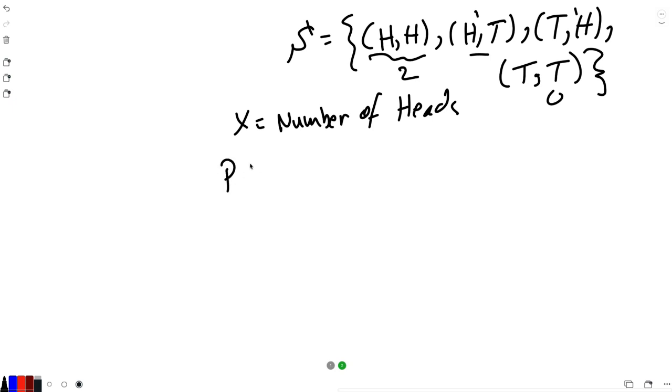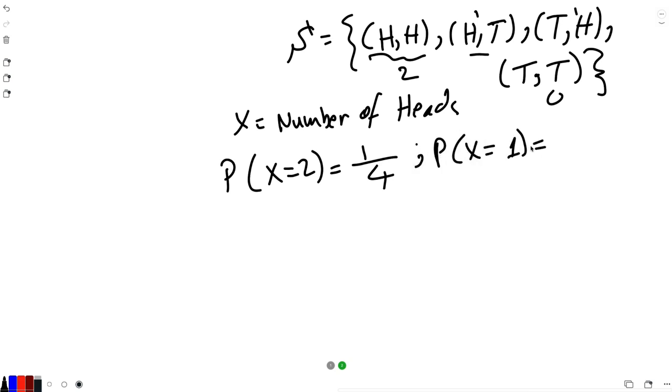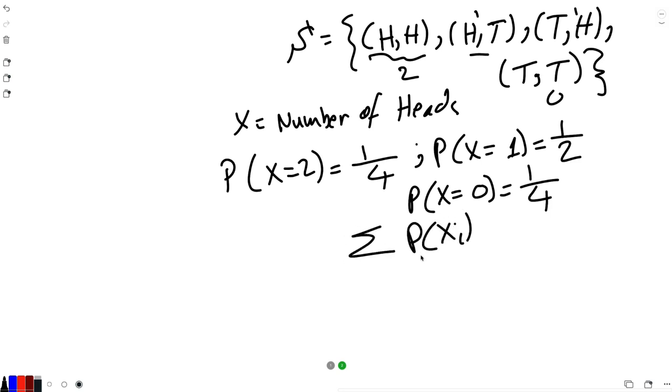Now we can ask what is the probability that x equals 2. If the outcomes are equally likely, because now we have 4 elements, then the probability that x equals 2 is 1 over 4. The probability that x equals 1, we have this one and this one, so 2 out of 4, which is half. And the probability that x equals 0 is also 1 over 4. And the summation of the probability of x equal to i, for all i, is of course 1.